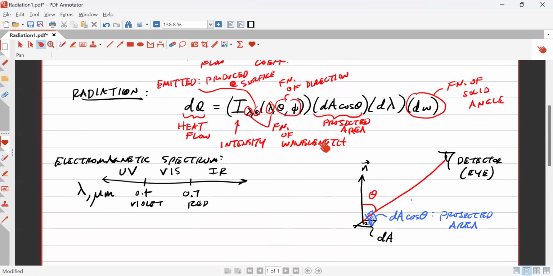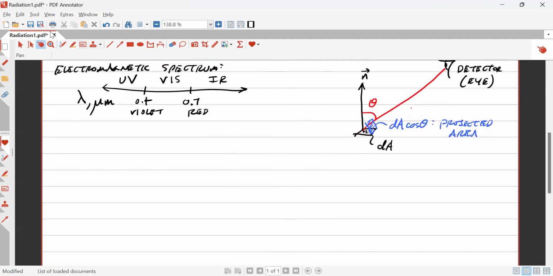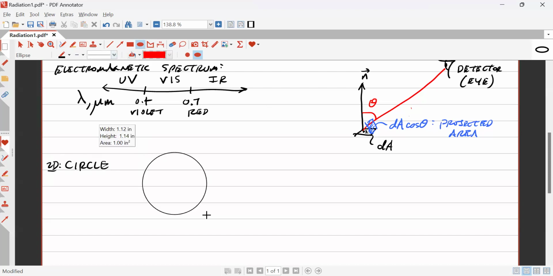So let's take a look at the direction component of this. This is something that uses a little bit of geometry you may or may not have seen before, so I'm going to go about it assuming you have not seen it. Let's start with something I know you've seen, and that is a circle. So let's talk about a 2D case here, a circle. Use the tool here to draw one. Here's our circle.